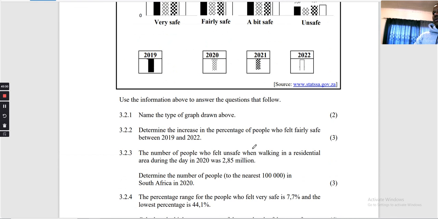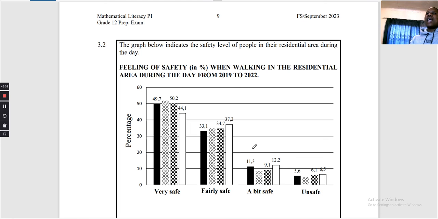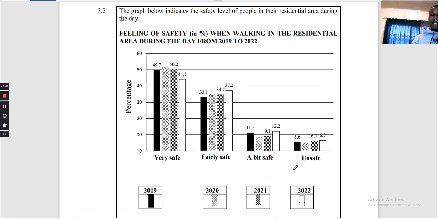Okay, now let's go down to the next question, 3.2, which is the last one. The graph below indicates the safety level of people in their residential area during the day. This is how people are saying: very safe, fairly safe, a bit safe, and unsafe. So when you look down, you are given the name of that graph. They tell you that the graph shows the stats of 2019. In 2019, 49.7 said they are very safe, but in 2020 we are not given. In 2022 we are given. In 2021 we are also given.